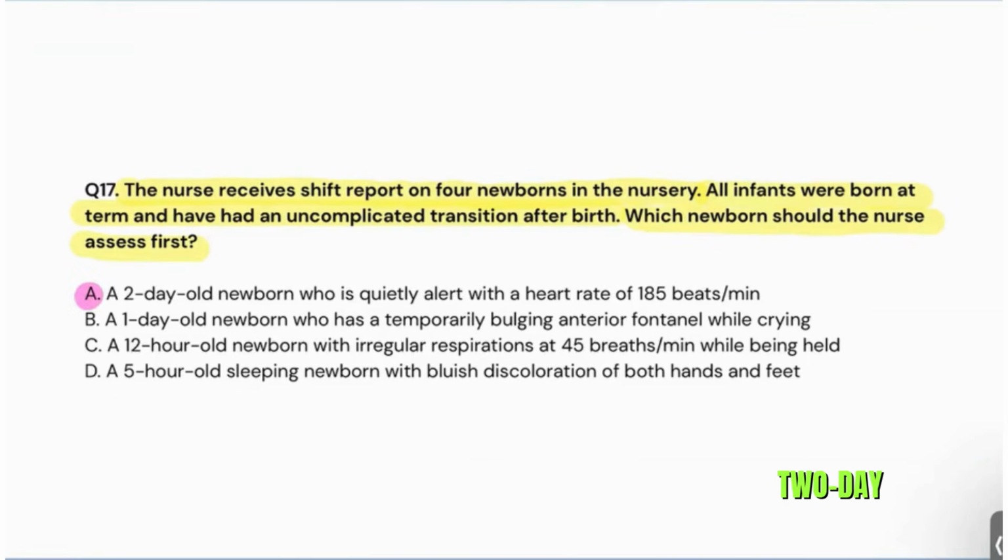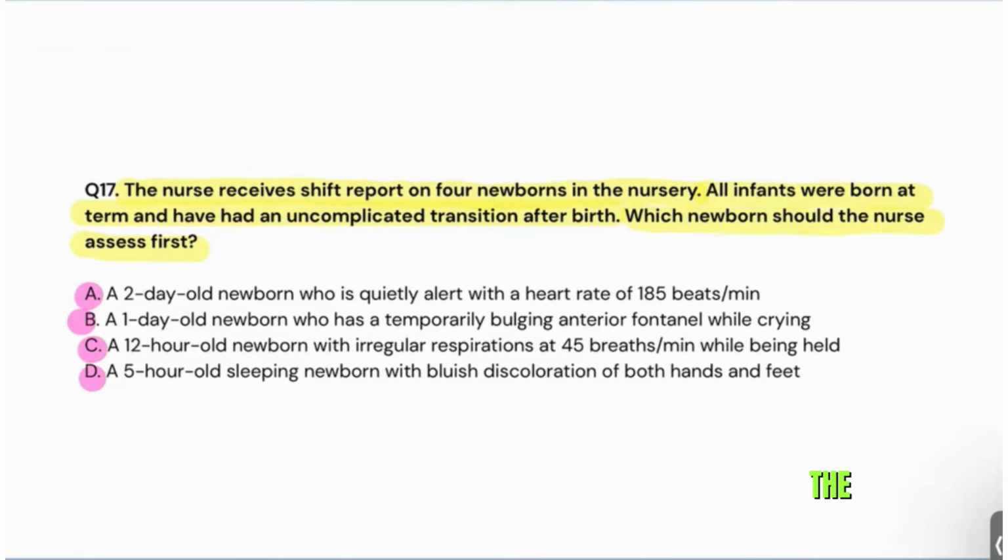Letter A, a 2-day-old newborn who is quietly alert with a heart rate of 185. B, a 1-day newborn who has a temporarily bulging anterior fontanelle while crying. C, a 12-hour-old newborn with irregular respirations at 45 breaths per minute while being held. Or letter D, a 5-hour-old sleeping newborn with bluish discolorations of both hands and feet.